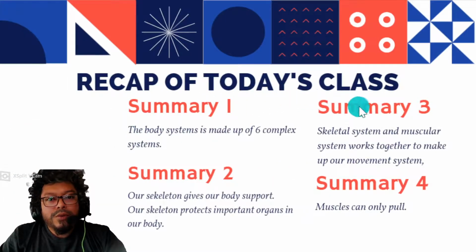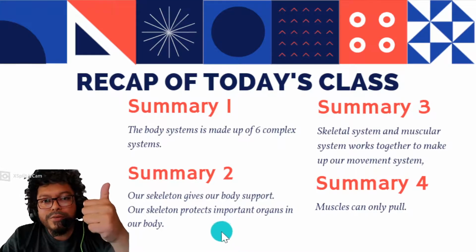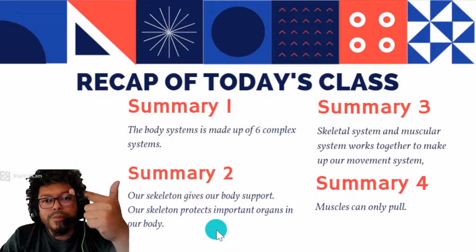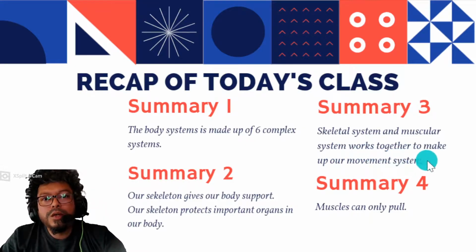So recap for today's class: number one, body system is made up of six complex systems. Number two, our skeleton gives our body support, this is the function, and our skeleton protects important organs in our body. Number three, skeletal system and muscular system work together to make up our movement system. And number four, muscles can only pull. They can only pull to work.